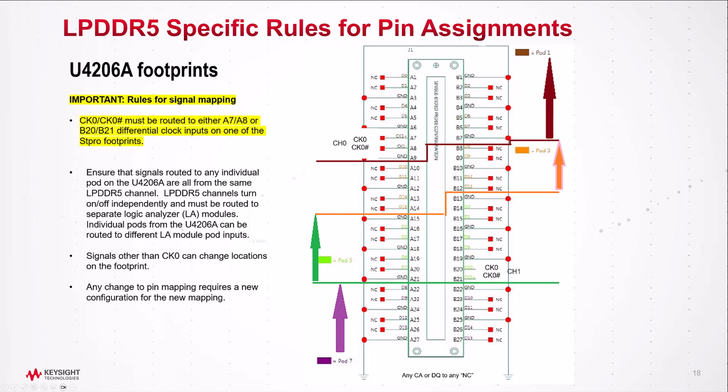So pod 1, if it's channel 0, would have all channel 0 signals. You might choose to put channel 0 on pod 3 also. Channel 1 would go to, in this drawing, pod 5, and you could choose to put the rest of channel 1 onto pod 7. Any CA or any DQ within a channel can go to any of the no connects within a pod that is dedicated to that channel.